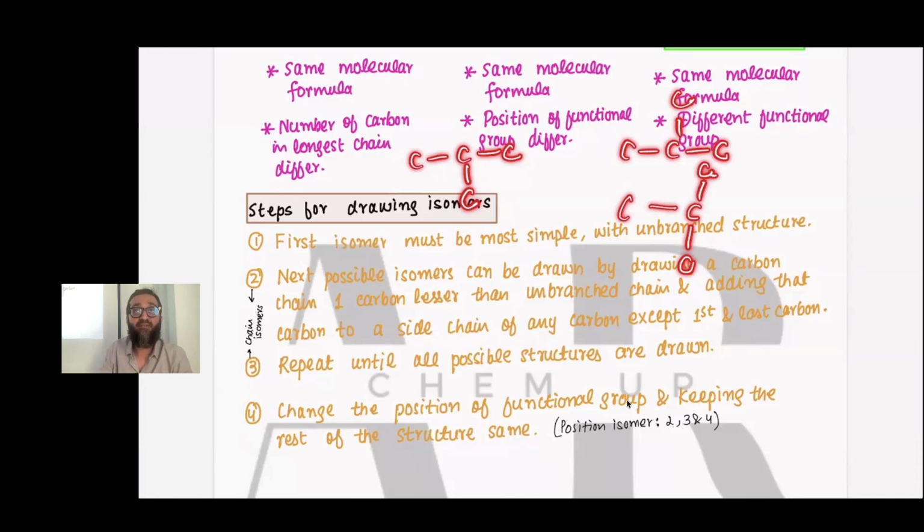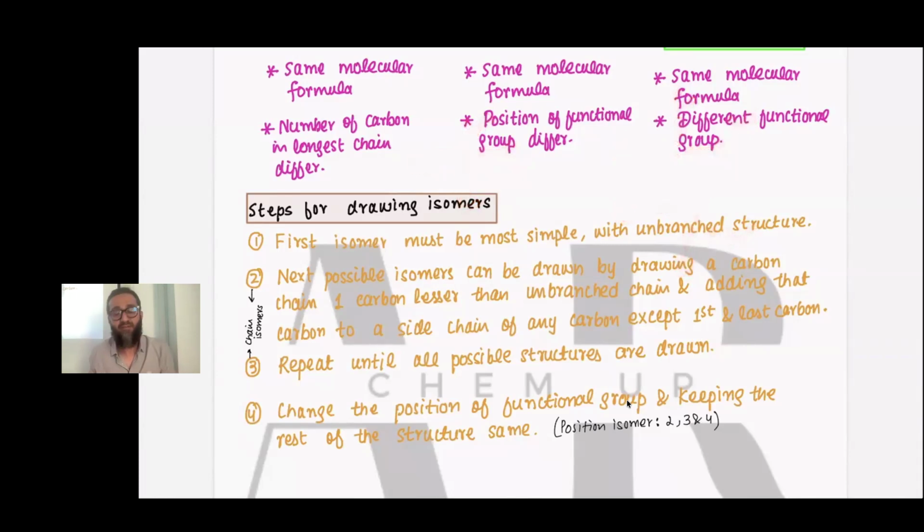Yeah. So that is really important. Most of the time, when we ask to draw the 2 possible isomers, the student draws one like this and one like this and assumes they have drawn 2 isomers. But actually, if you see these 3 structures, all are the same. There is no difference in them. Yeah. For the first isomer, always go for the straight chain.